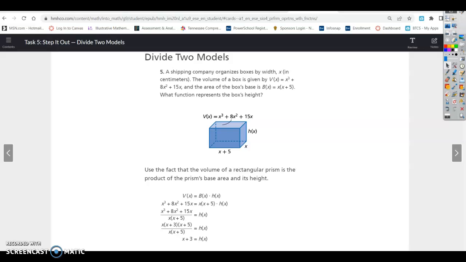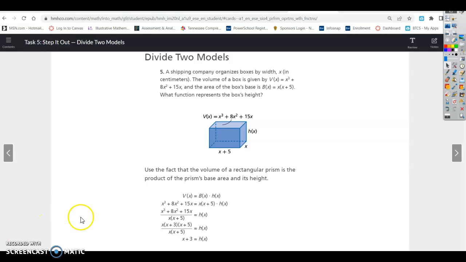Lesson 20.2, Task 5. Divide two monomials. A shipping company organizes boxes with width x in centimeters. The volume of a box is given by V of x equals x cubed plus 8x squared plus 15x, and the area of the box's base is B of x equals x times x plus 5. What function represents the box's height?